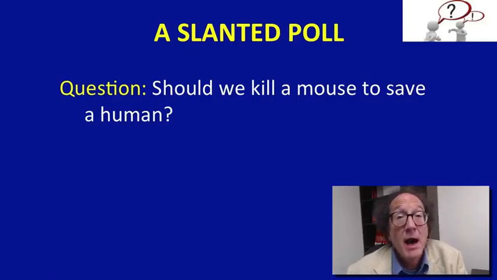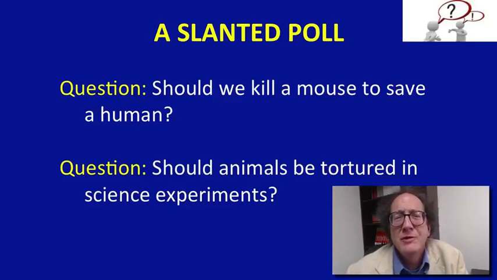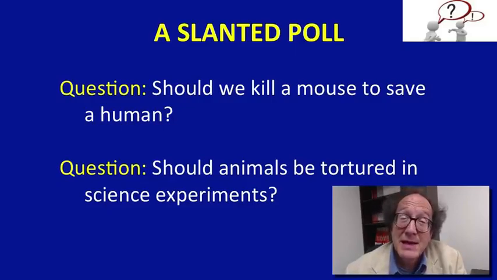If you want to reach the other result in your poll, then you can say, should scientists torture animals in their experiments? Nobody wants to say they're going to be for torture. So they're going to say, no, scientists shouldn't do that. And then you can conclude, so most people are against animal experimentation because animal experimentation is torturing animals.